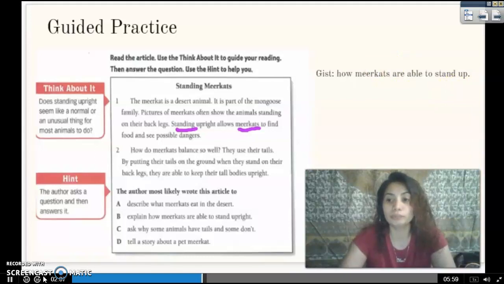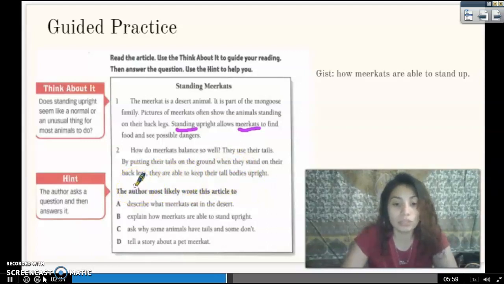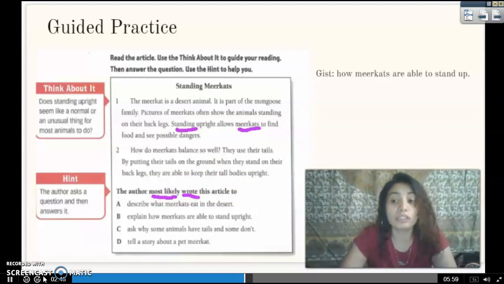Okay, let's go over the question. They are going to give us a hint. It says the author asks a question and then answers it. The question states, the author most likely wrote this article to. With my handy dandy pen, let's underline the keywords. The keywords are most likely and wrote. They're asking us, why did the author most likely write this article? So I need to find the author's purpose.